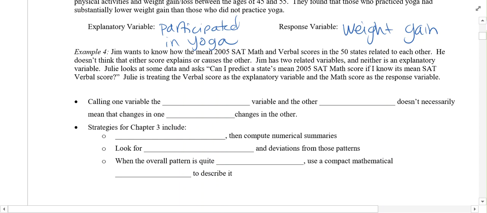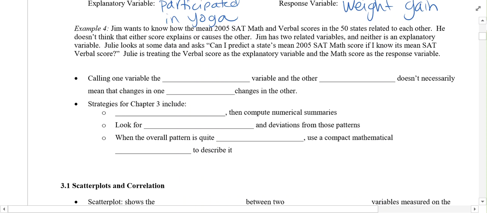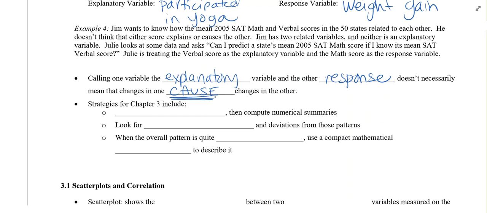And so in this case, since there isn't one that's specifically an explanatory versus a response variable, you can just choose one of them and still look at the relationship and how they're related. Okay? So calling one variable the explanatory variable and the other the response doesn't necessarily mean that changes in one cause changes in the other. So we can say there's a relationship between 2 variables, but when you say that something causes change in the other, that's very specific, so you have to watch out for that. We're going to talk about that this chapter.